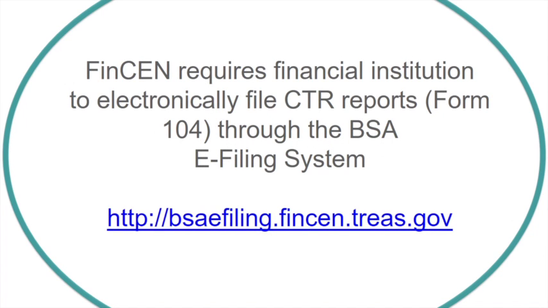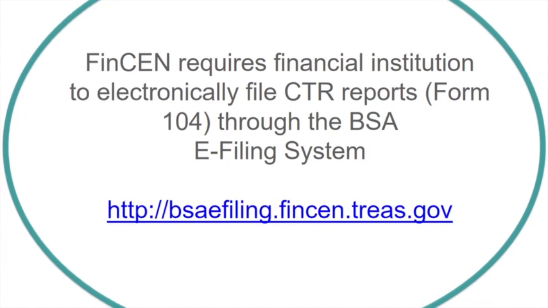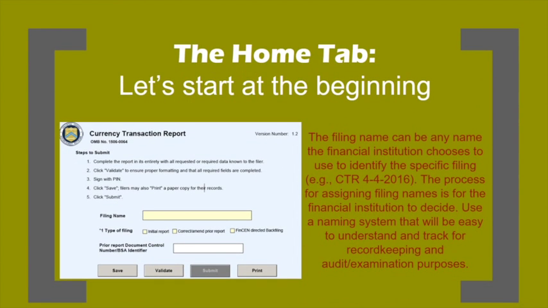FinCEN requires financial institutions to electronically file CTR reports through the BSA e-filing system. They no longer permit paper filings mailed in. If you do not have a login to the BSA e-filing system, contact your BSA compliance officer for a login ID and password. The FinCEN CTR contains 4 tabs that represent separate sections of the report.